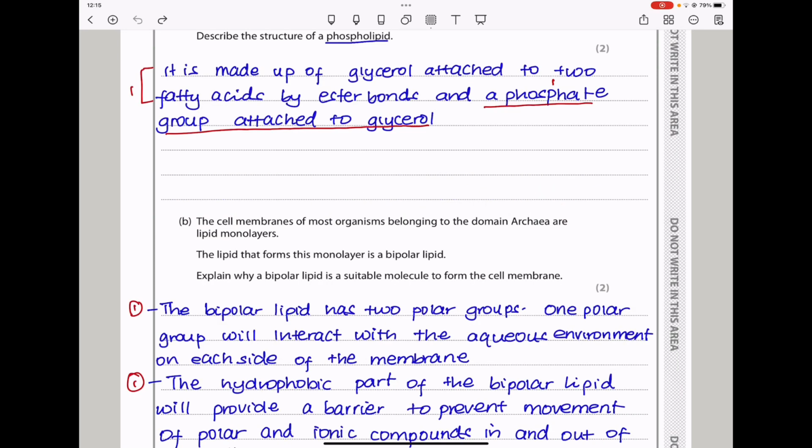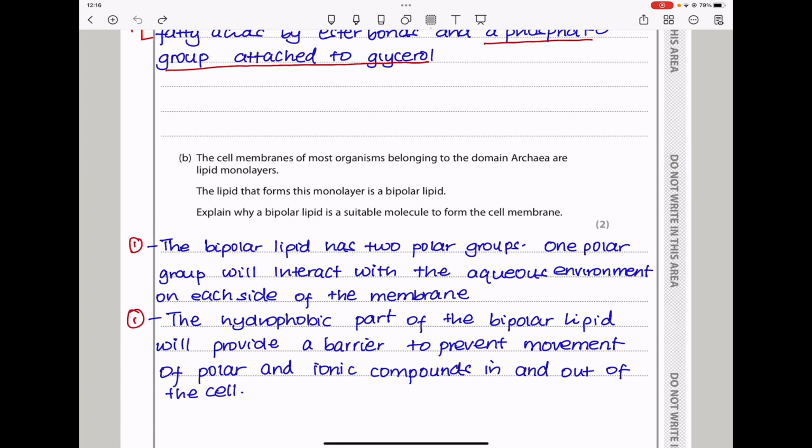Next, they say, the cell membranes of most organisms belonging to the domain archaea are lipid monolayers. The lipid that forms this monolayer is a bipolar lipid. Explain why a bipolar lipid is a suitable molecule to form the cell membrane. Now we know that a bipolar lipid will of course have two polar groups. One polar group will interact with the aqueous environment on each side of the membrane, and the phospholipid part of the bipolar lipid will provide a barrier to prevent movement of polar and ionic compounds in and out of the cell.